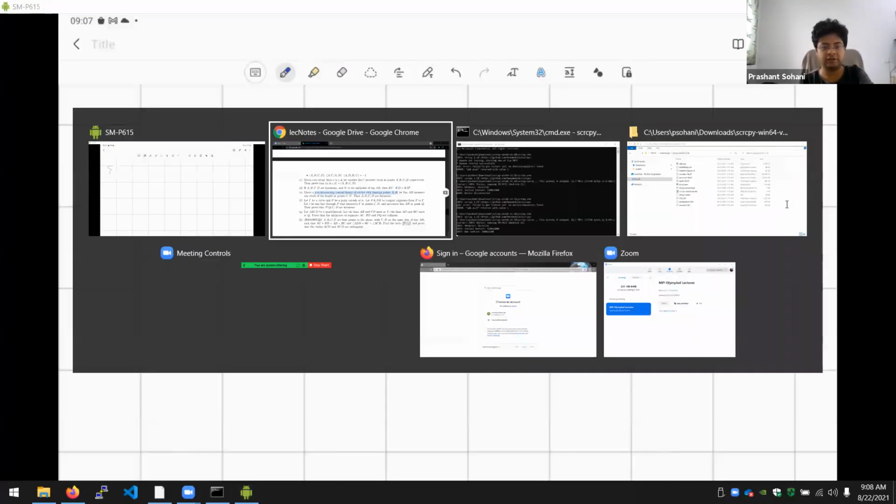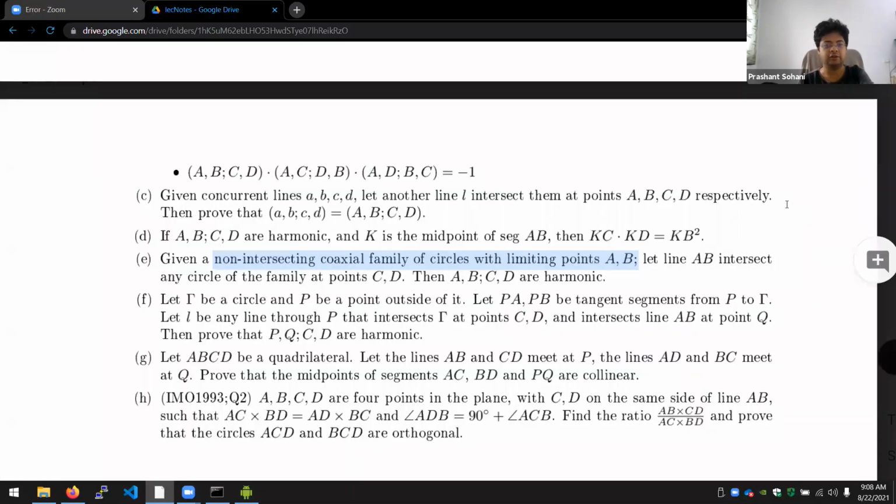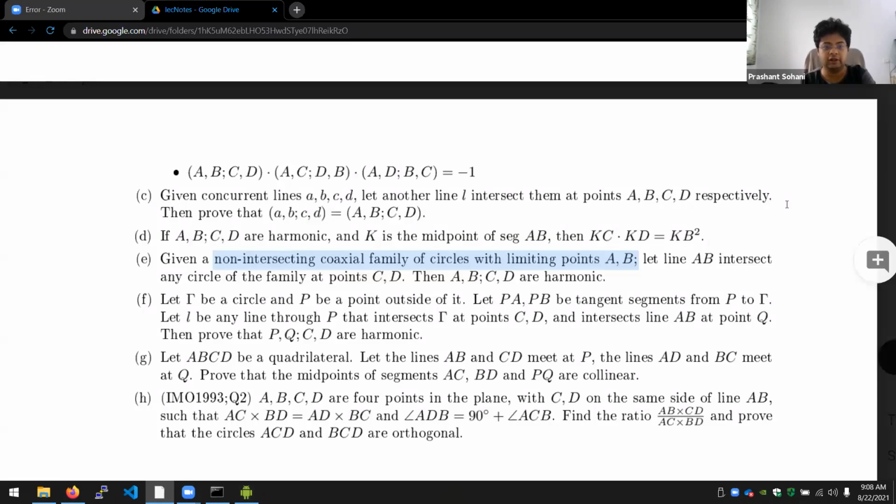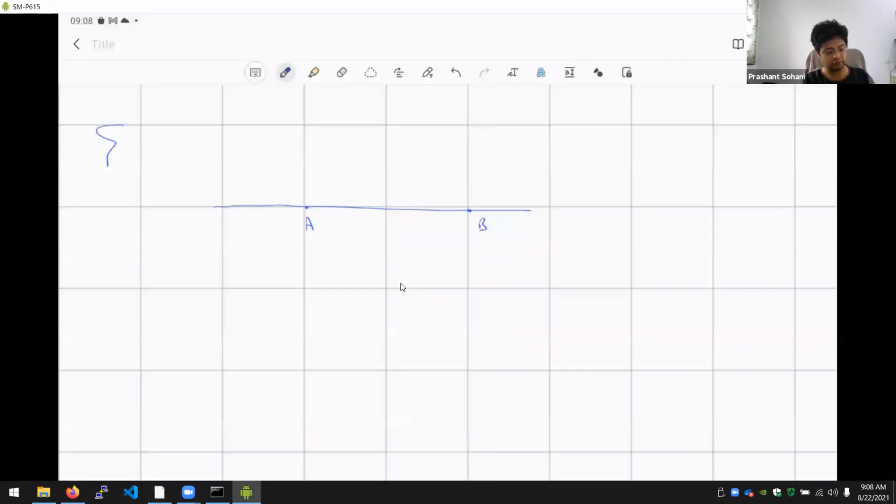So the first thing that is given is the limiting points A and B. In a non-intersecting family, the limiting points are also part of the coaxial family, except that they are circles of point radius 0. So let's say these A and B are the limiting points. And now, let line AB intersect any circle of the family at points C and D. So I want to draw any arbitrary member of this family.